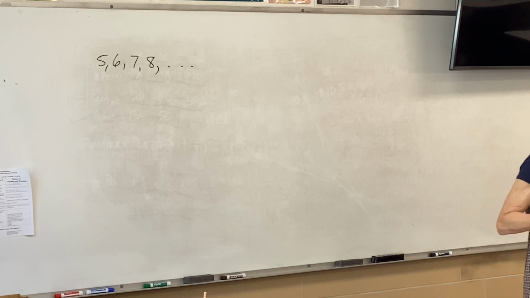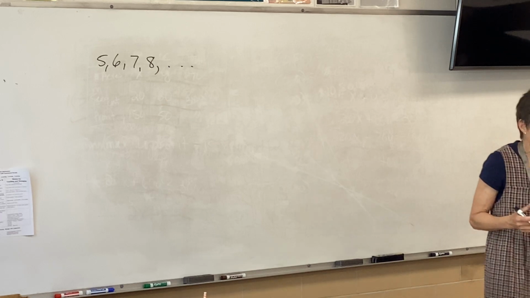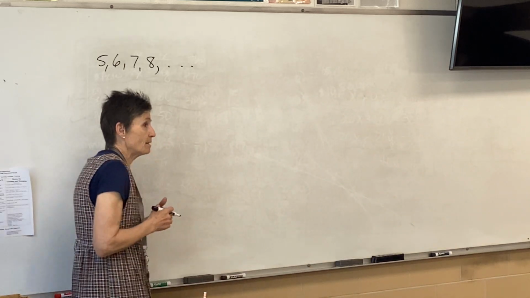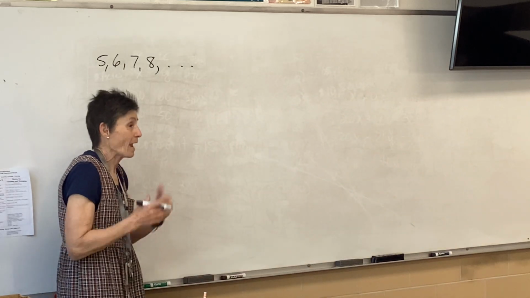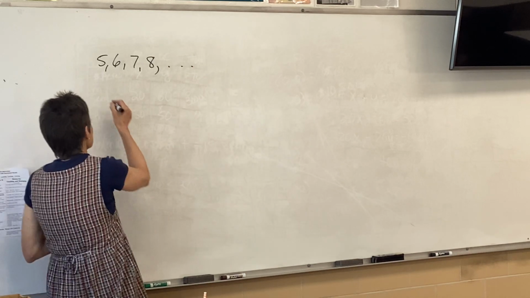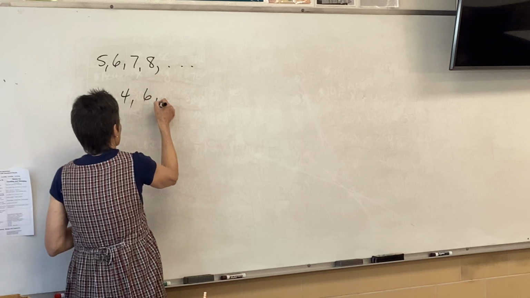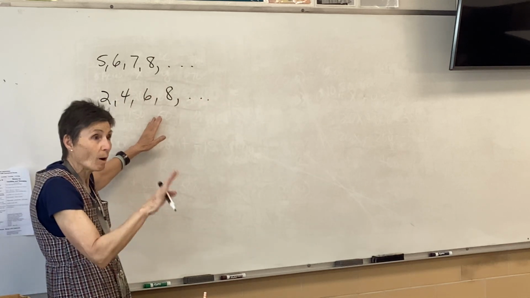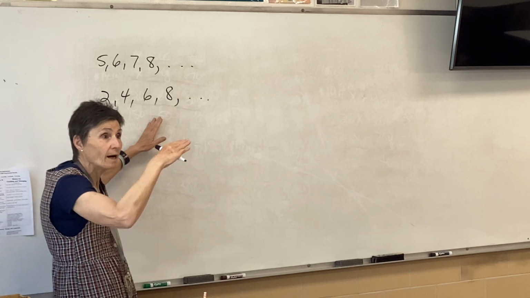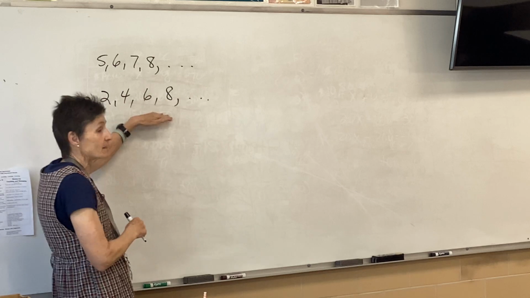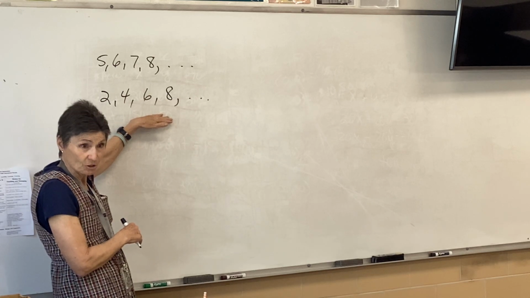Now, does that number have to be 1? Absolutely not. Can you give me an arithmetic sequence where we're not adding 1, but we're adding something else? What would be an example? Eddie? 2, 4, 6, 8. This one is also arithmetic because what makes it arithmetic? You're adding the same number, and in this case, the number you're adding is 2.